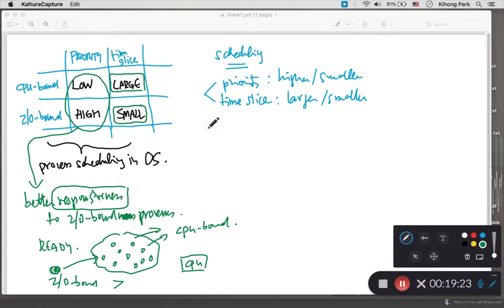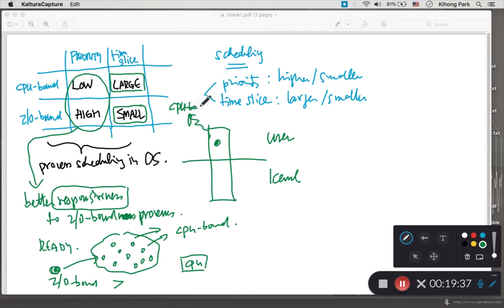Not so. As we just saw earlier, user mode, kernel mode, and here is a CPU bound guy. It has a low priority compared to these guys, but it has a large time slice. That's the idea. So it's now running, it's current, this guy, and it just keeps using the CPU. That's what this guy is doing. And here is another process, which is IO bound. So this guy is IO bound.